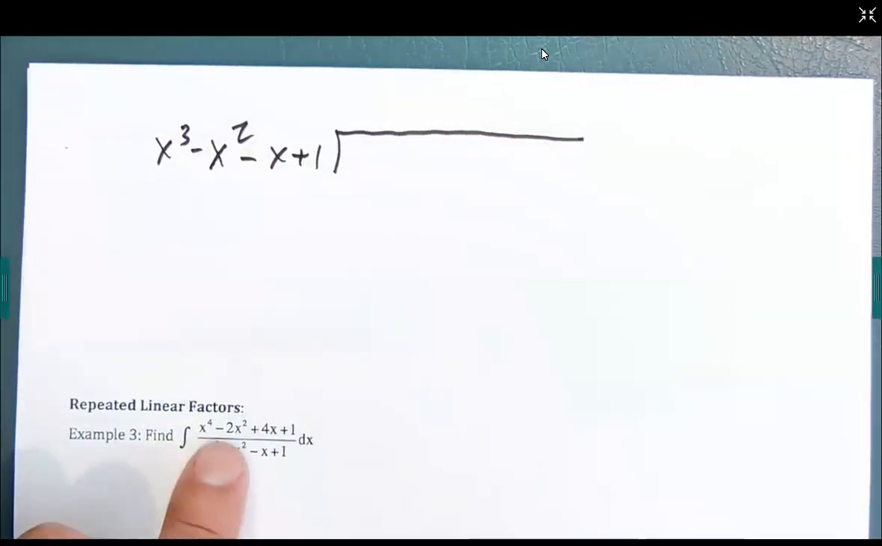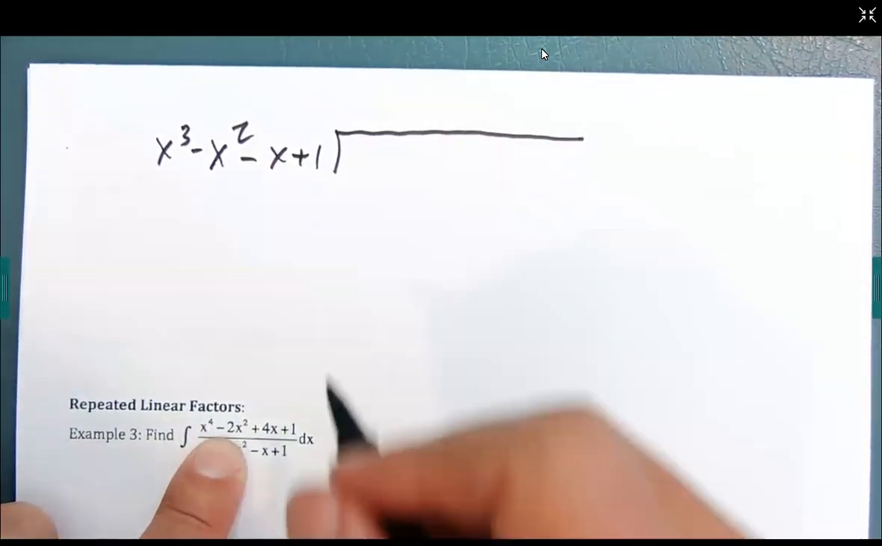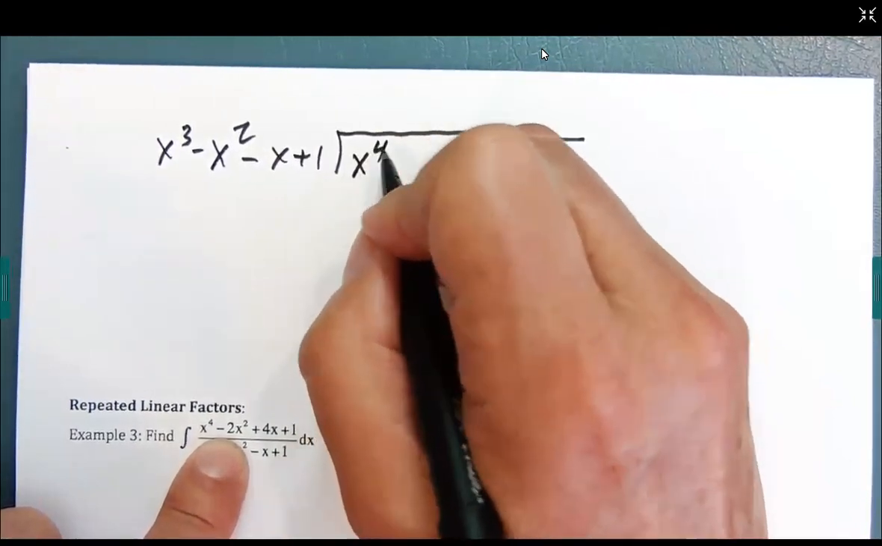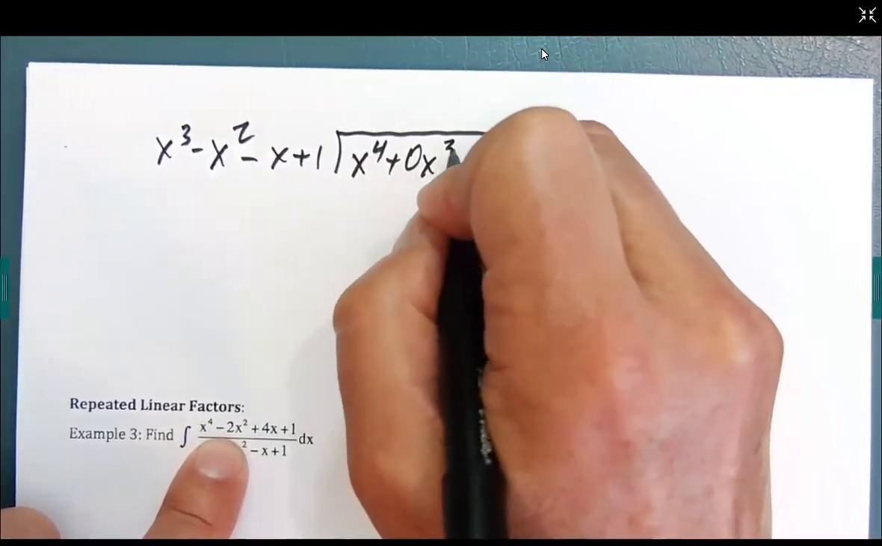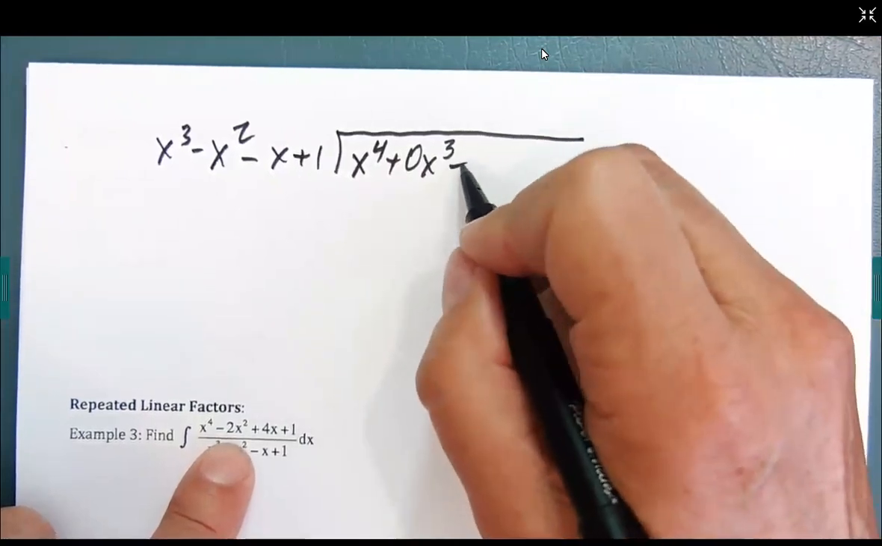And I'm going to notice up here that the x cubed in the numerator is missing. So I'm going to fill it in just as a placeholder there.